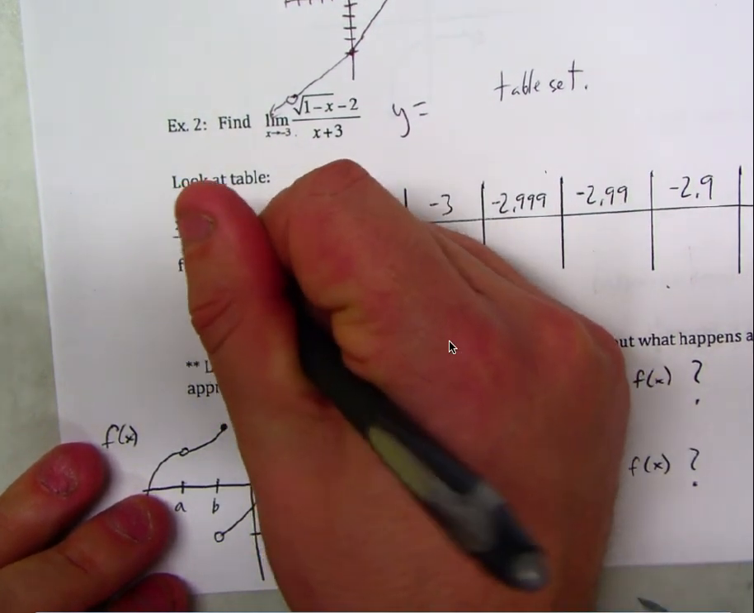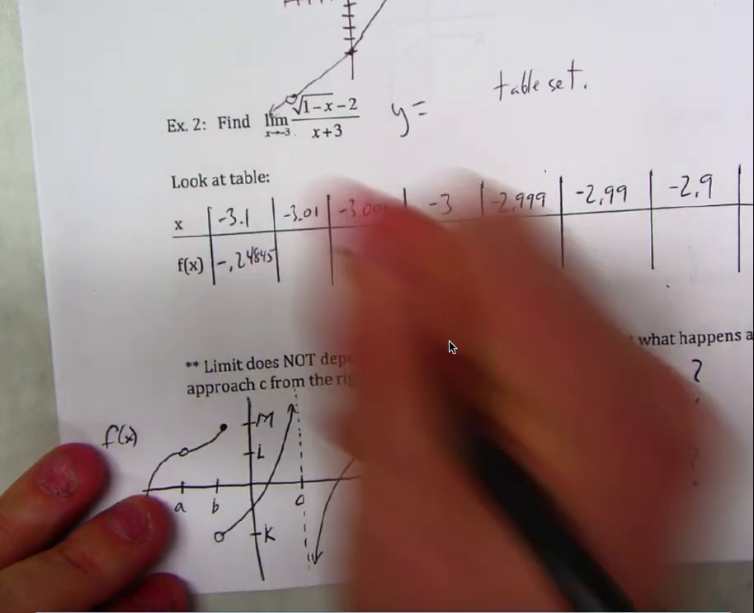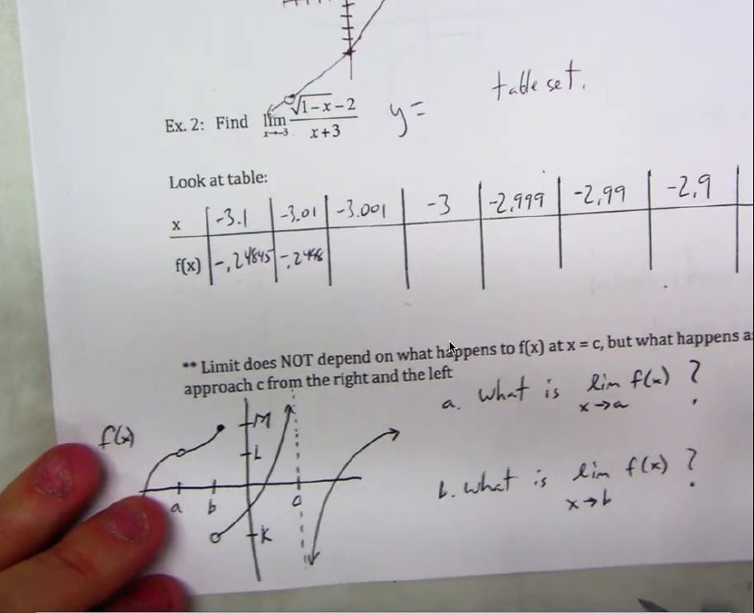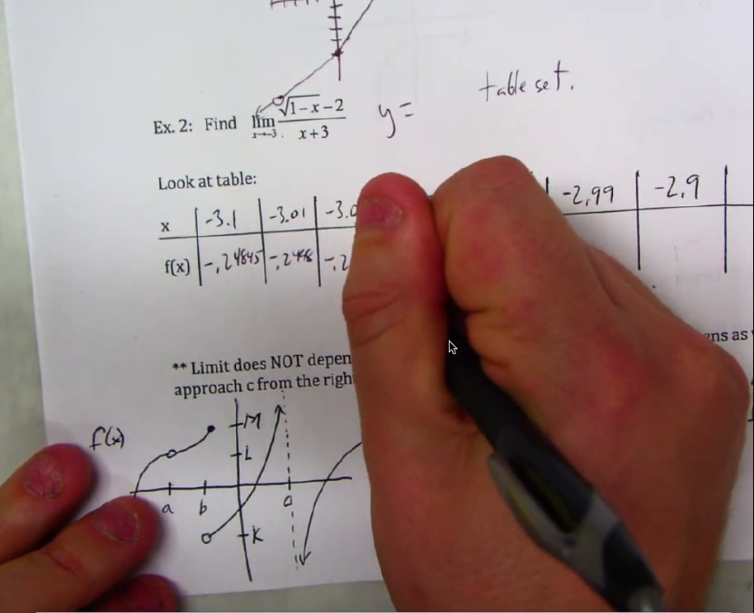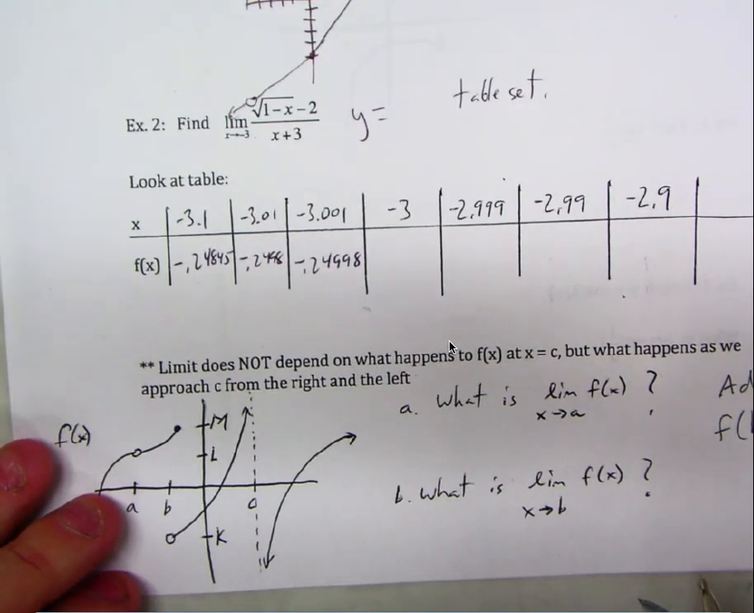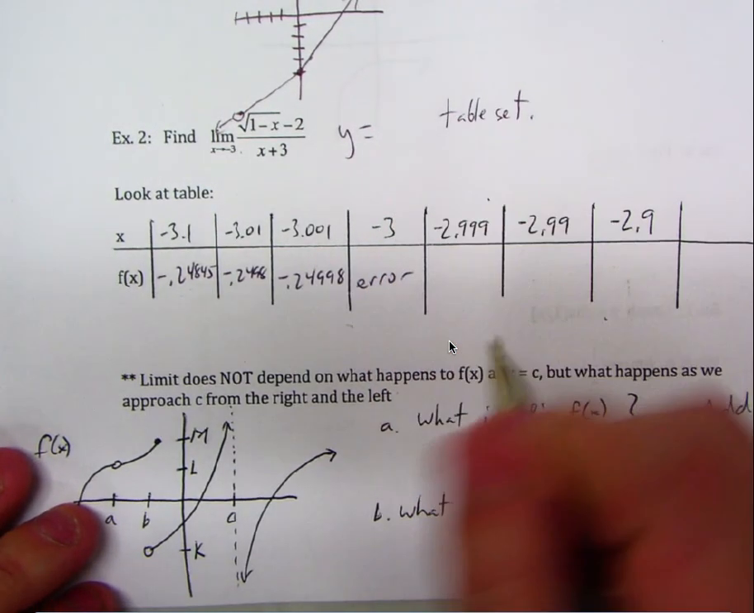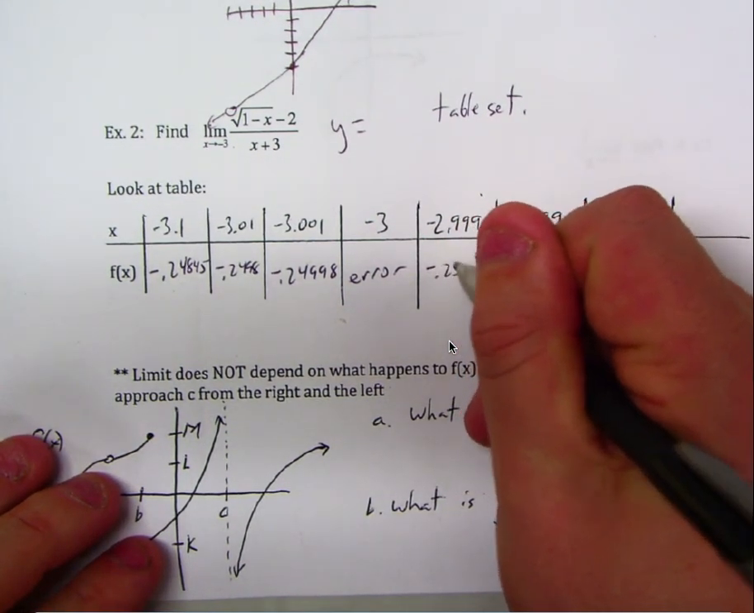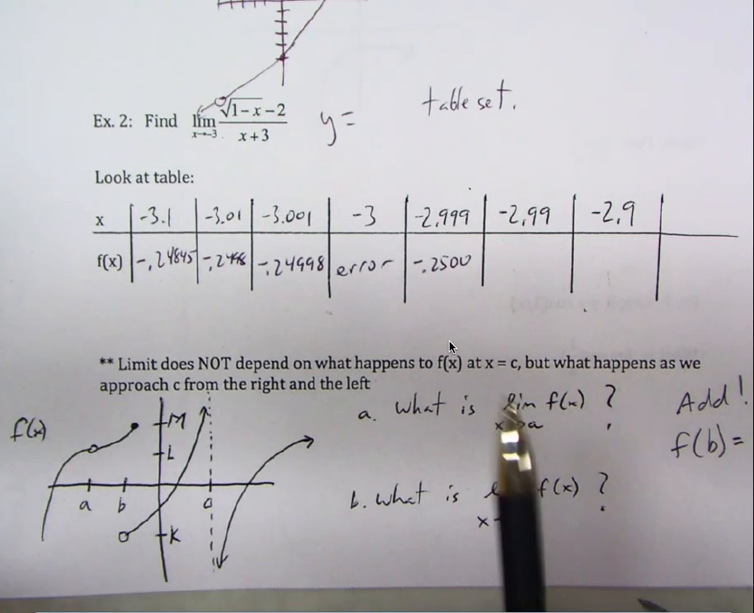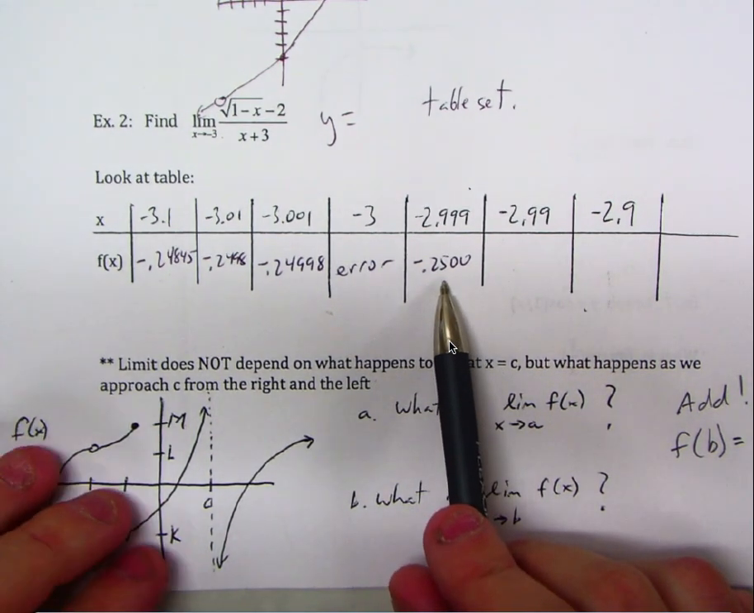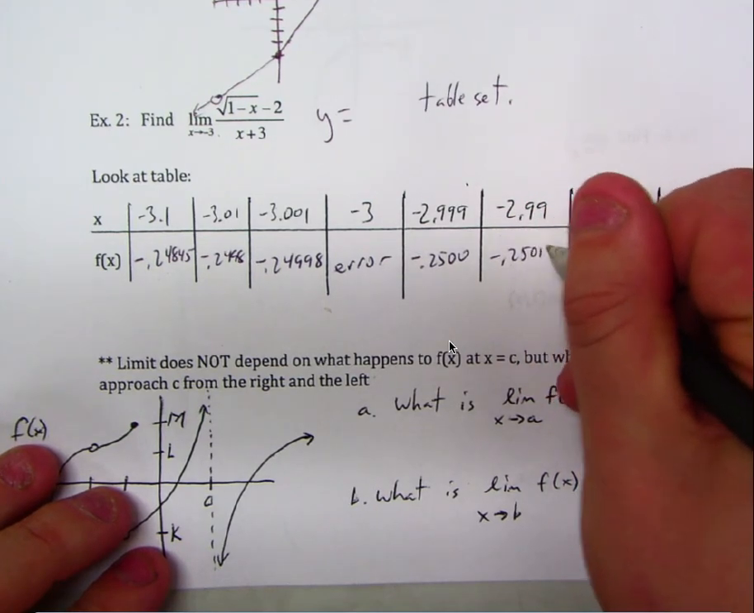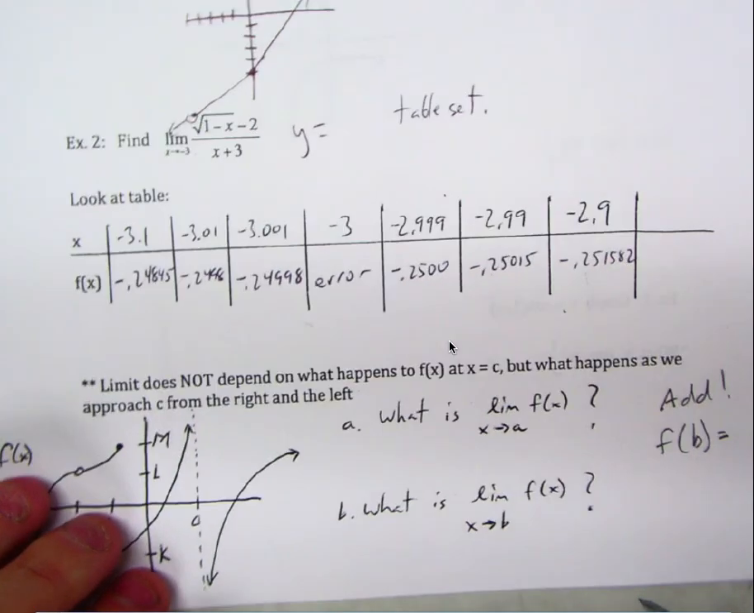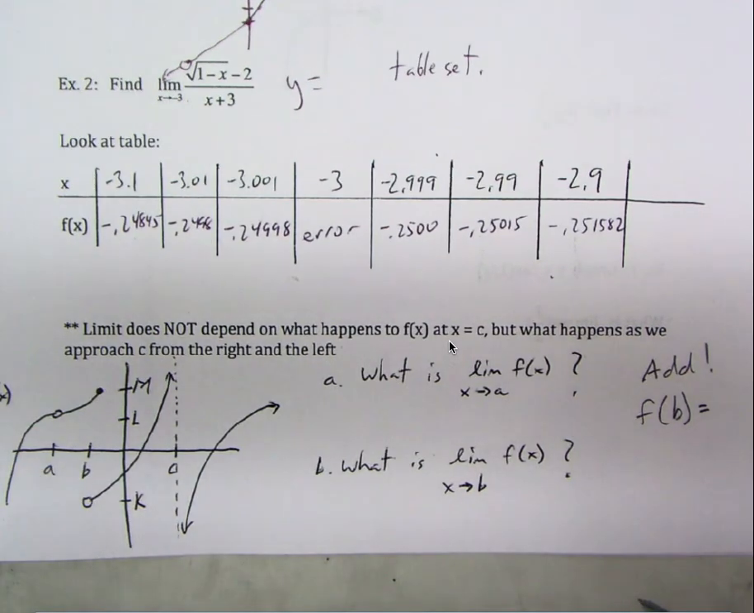I get negative 0.24845, negative 0.2498, negative 0.24998, error, because you can't divide by 0, negative 3 is not in the domain. On this side I got negative 0.2500, and all of our calculators are going to give us something a little bit different, especially when we're dealing with numbers this small. Negative 0.25015 and negative 0.251582. I'll give you a second to jot those down if you haven't already.